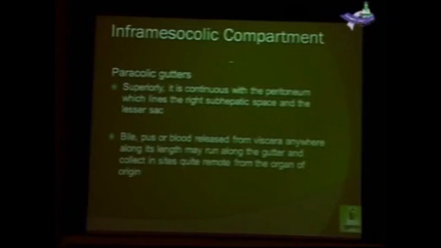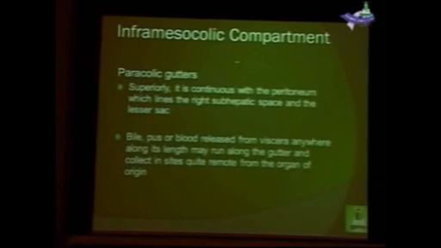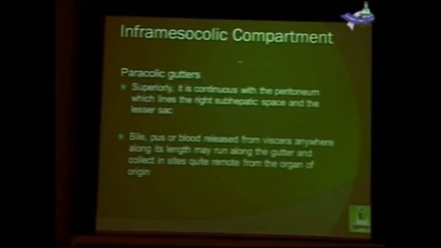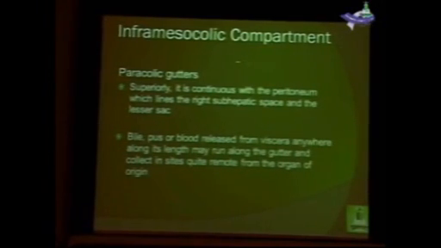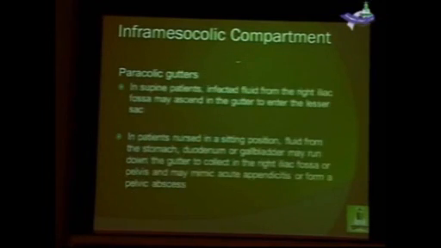So any fluid like bile, pus, or blood released from the viscera anywhere along its length may run alongside the gutter and collect in sites quite remote from the organ of origin. So in the supine patient, infected fluid from the right iliac fossa may ascend into the gutter and enter the lesser sac, or go into the right subhepatic space or the right subphrenic space.